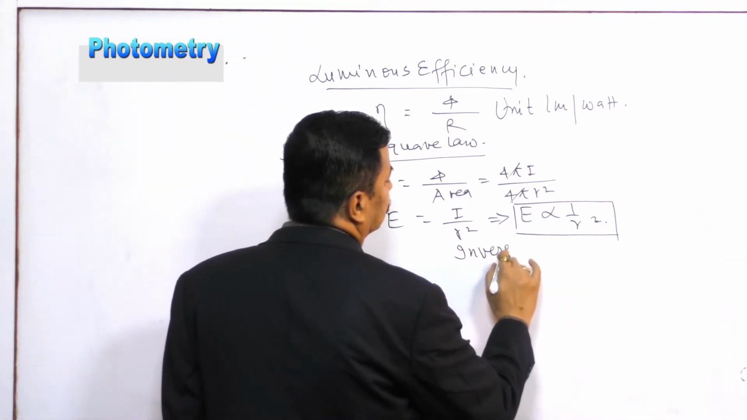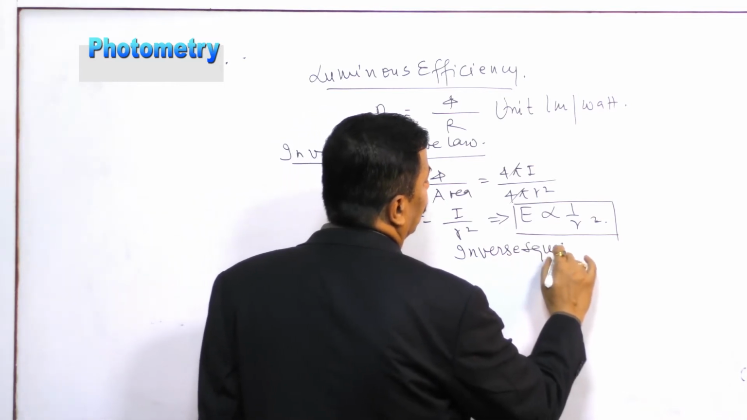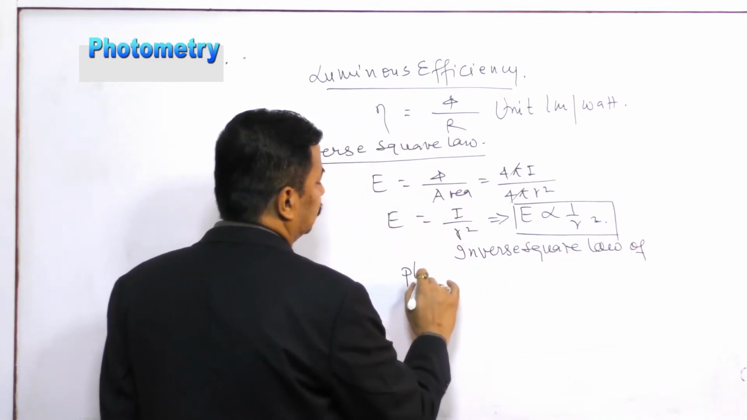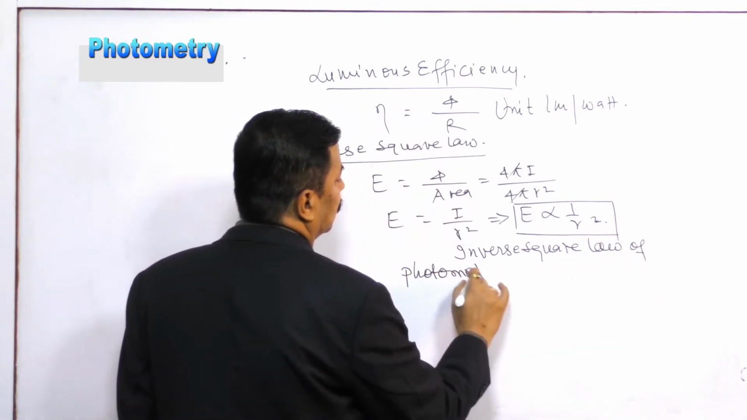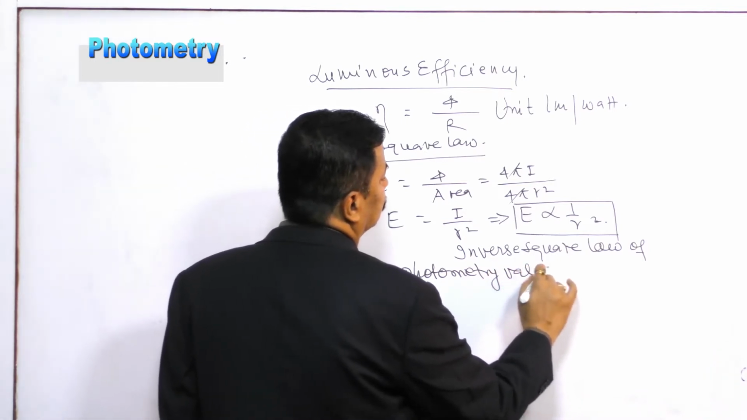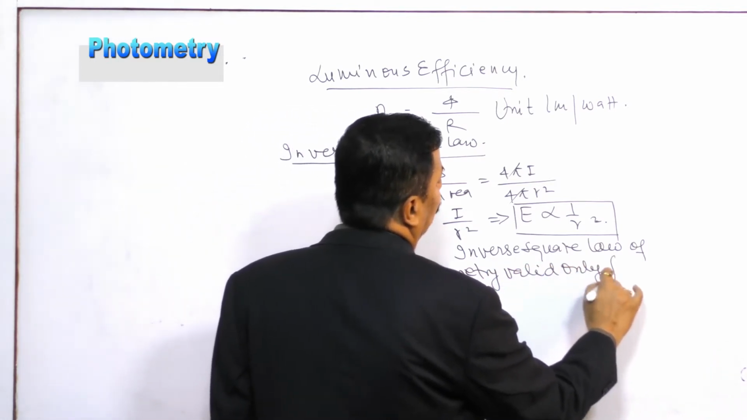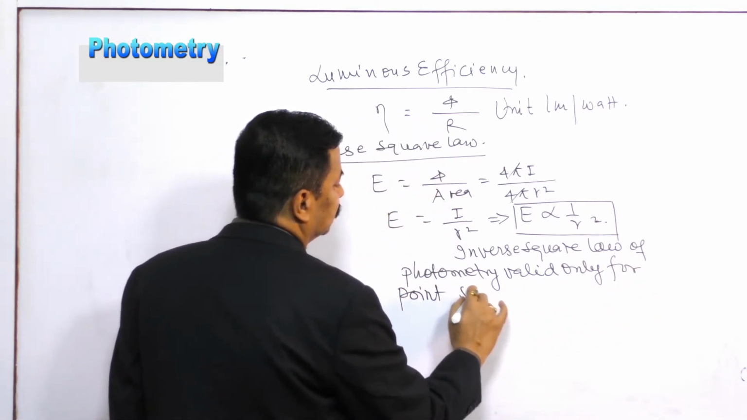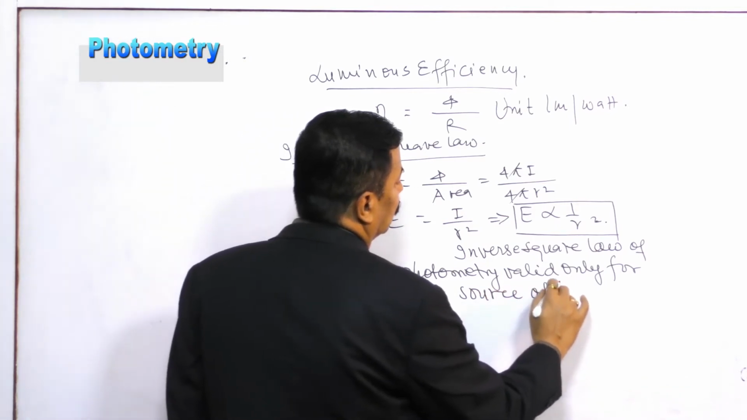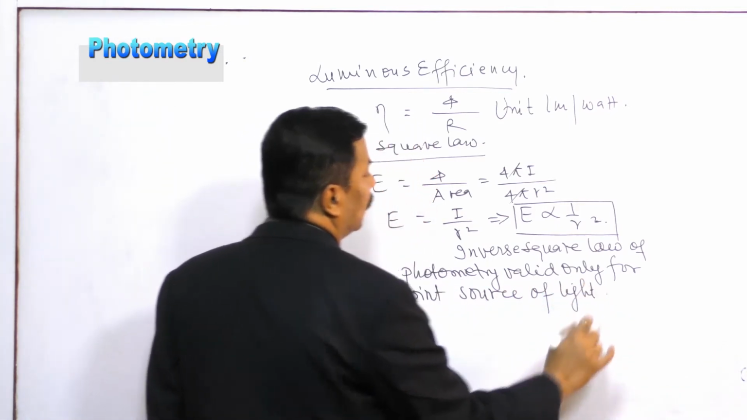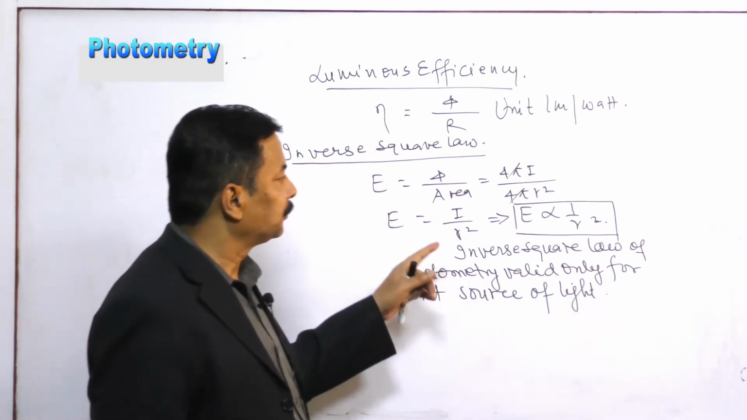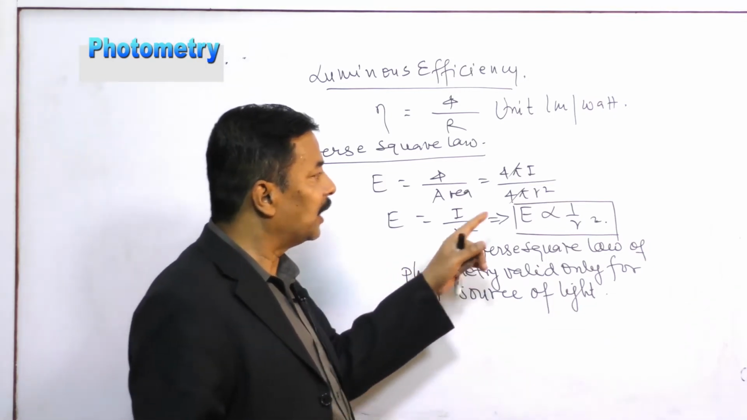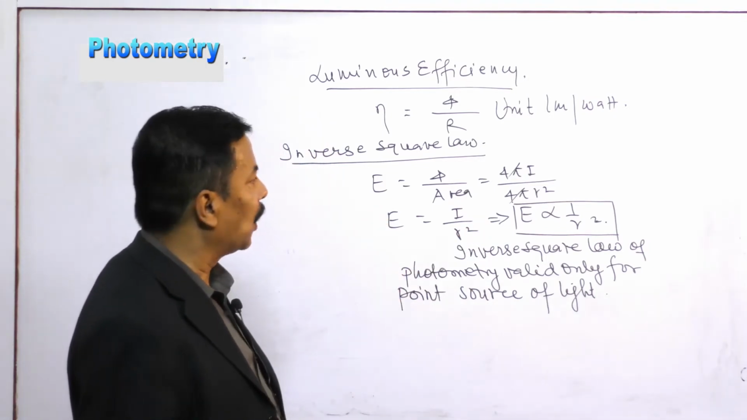Inverse square law of photometry is valid only for point source of light. It is not valid for your tube light. For a bulb-like situation it is valid. So this is your inverse square law.